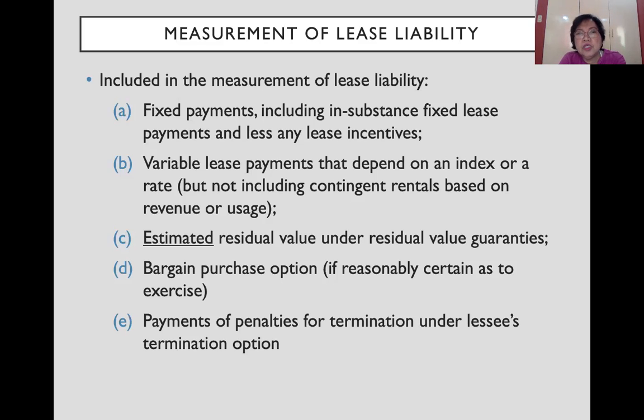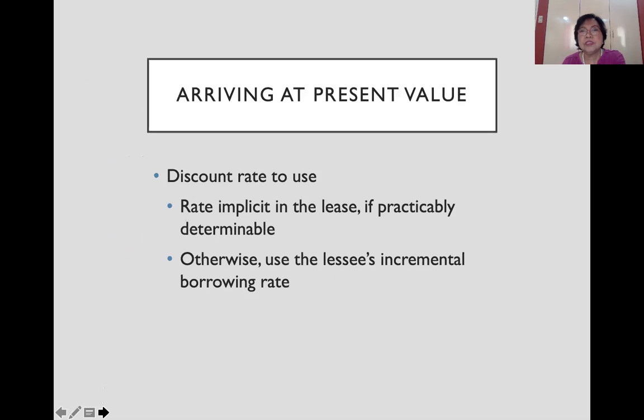Therefore, even without enumerating, we can summarize that all payments by the lessee accruing to the benefit of the lessor are included in the measurement of the lease liability except for contingent rentals or rentals that are based on revenue or usage during that period, because these contingent rentals are taken to profit or loss in the period incurred.